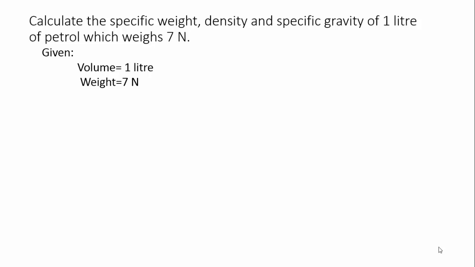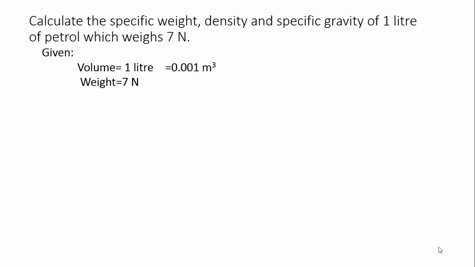First let us convert this volume 1 liter to meter cube. So we know that 1000 liters is equal to 1 meter cube. So therefore 1 liter is equal to 0.001 meter cube. Then let us start to find out the solutions.